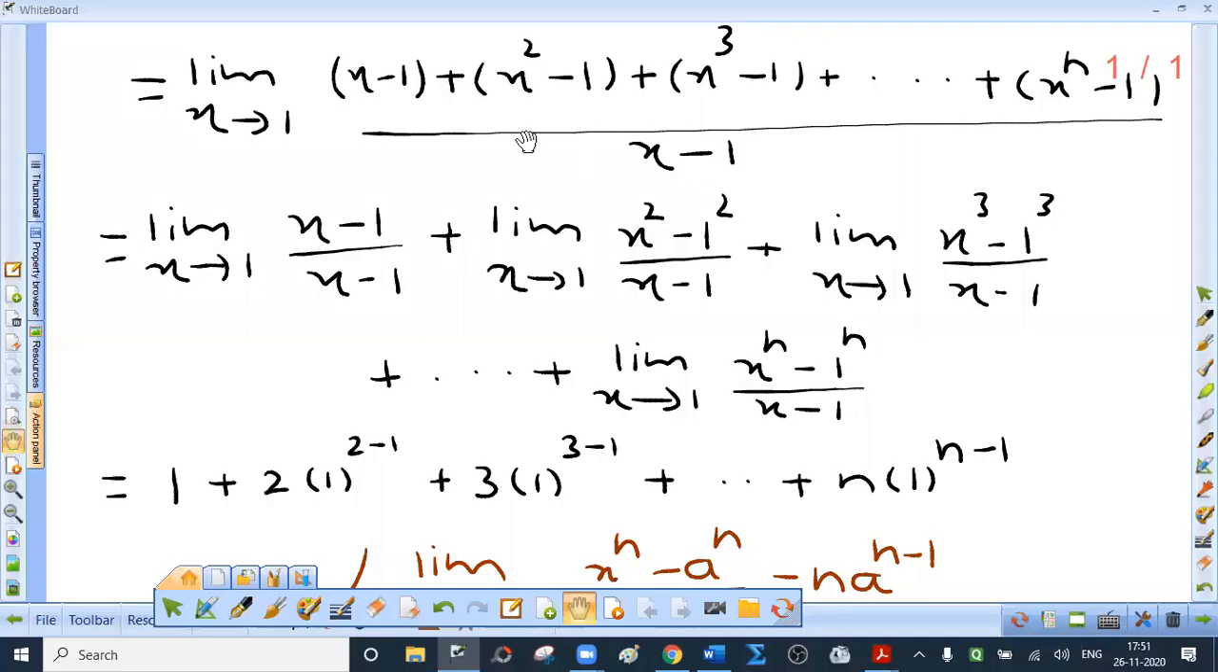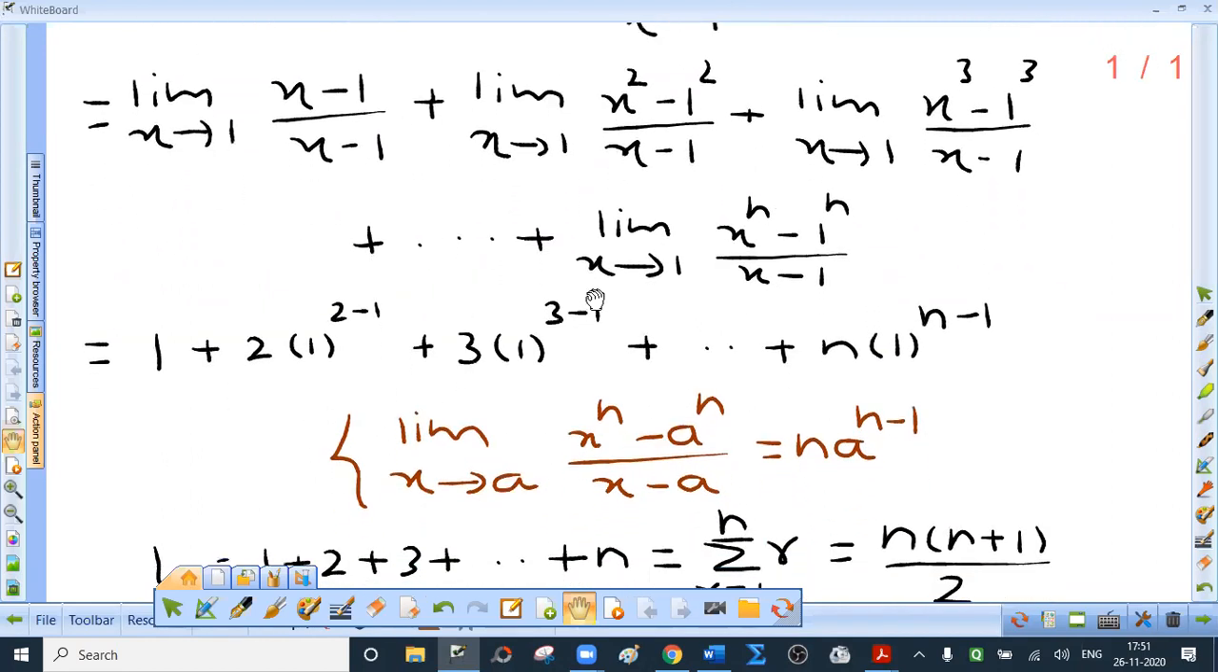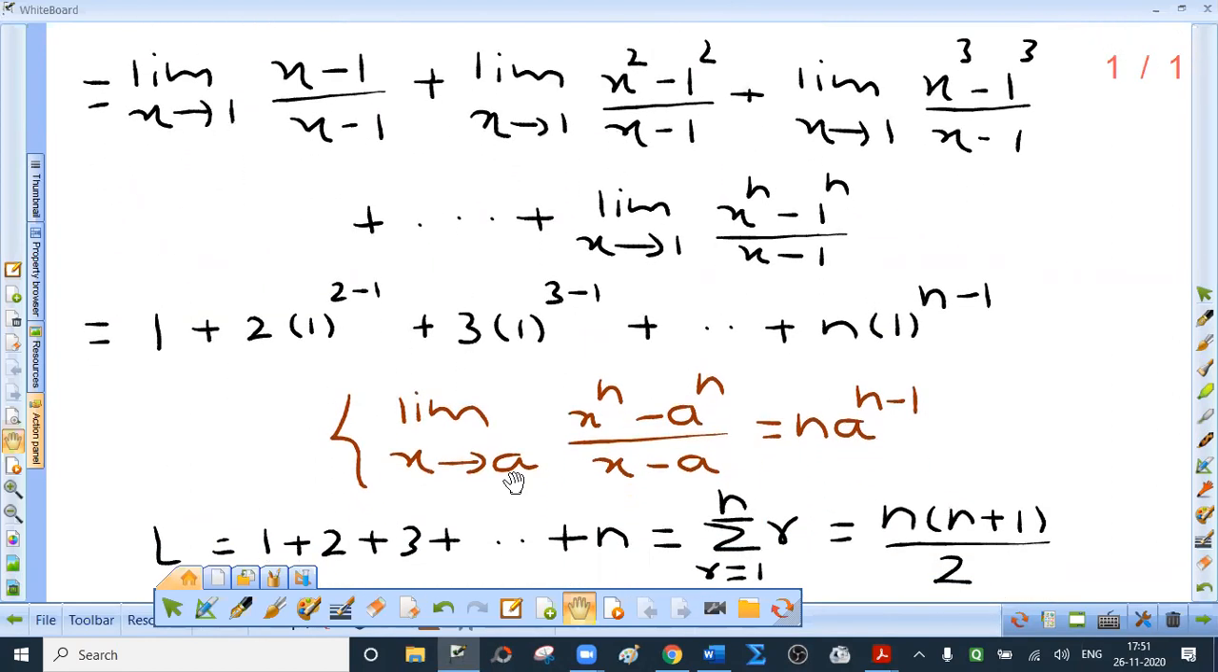Now split the numerator. Actually, I have omitted one step here. If you split the numerator, then you have to say the limit of a sum is the sum of limits. Now why write 1 as 1 square? Because this is x square. Now, which standard limit is to be used? Limit x tends to a, x raised to n minus a raised to n upon x minus a is n a raised to n minus 1.